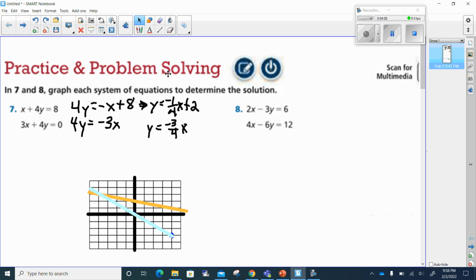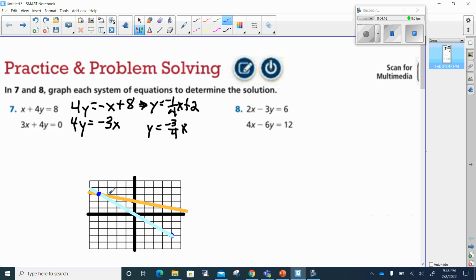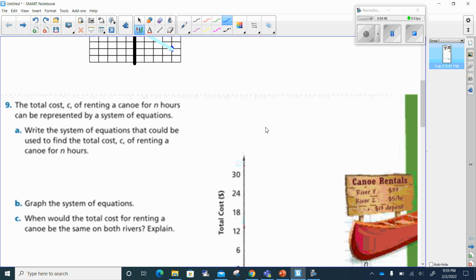And then we can see that the point at which they intersect is here. So that's going to give us the solution to graph each system. The solution is going to be negative 1, 2, 3, 4, so negative 4 is x, and then y would be 1, 2, 3, positive 3. All right, let's go ahead. Number 8 is yours to do. I'm going to go to number 9.